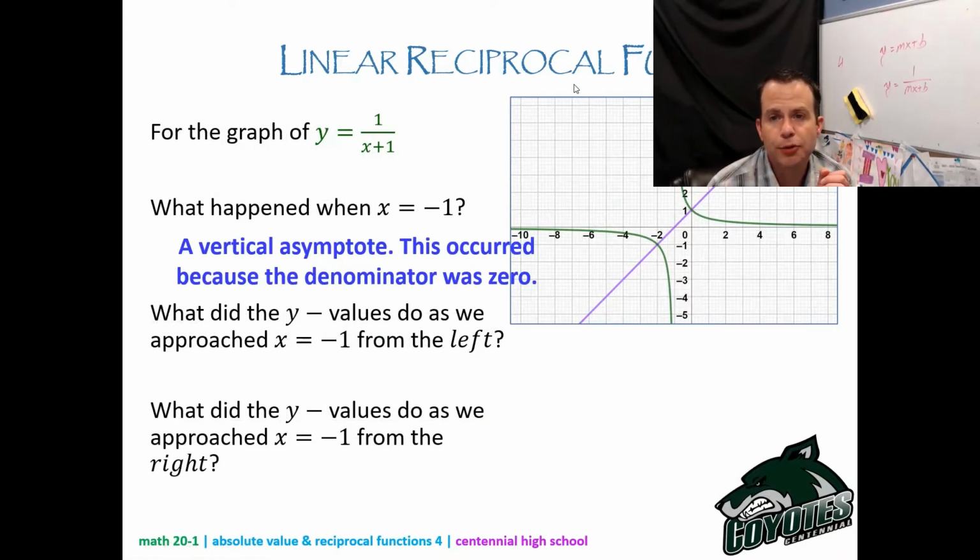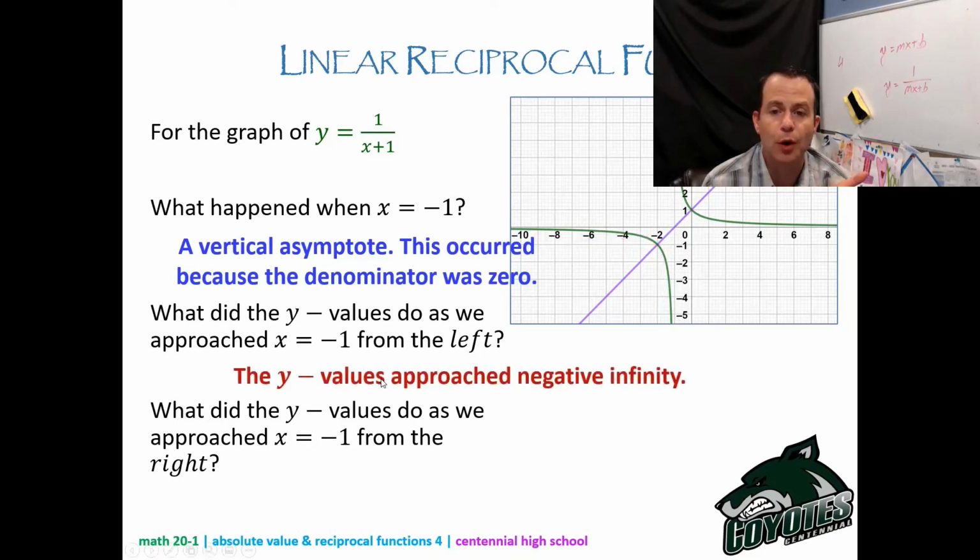What did the y values do as we approached x equals -1 from the left? If I'm approaching x equals -1 from the left, here's my target, x equals -1, and I'm coming this way. What's happening is my y values are shooting down to negative infinity. So the way we say that is the y values approach -infinity.